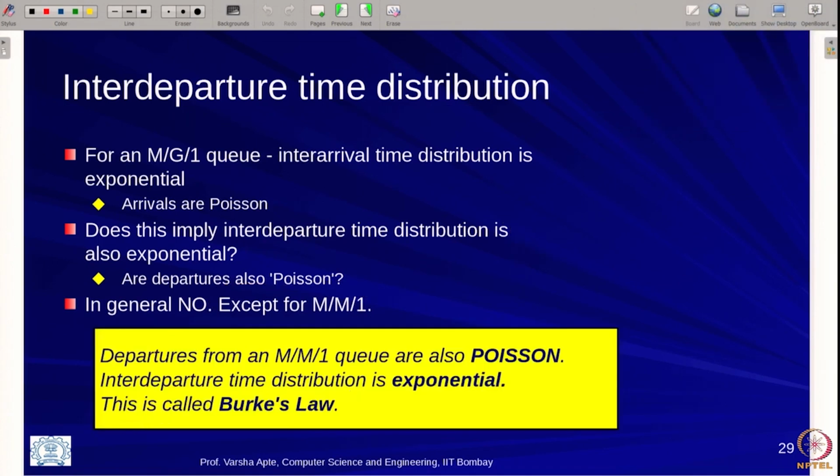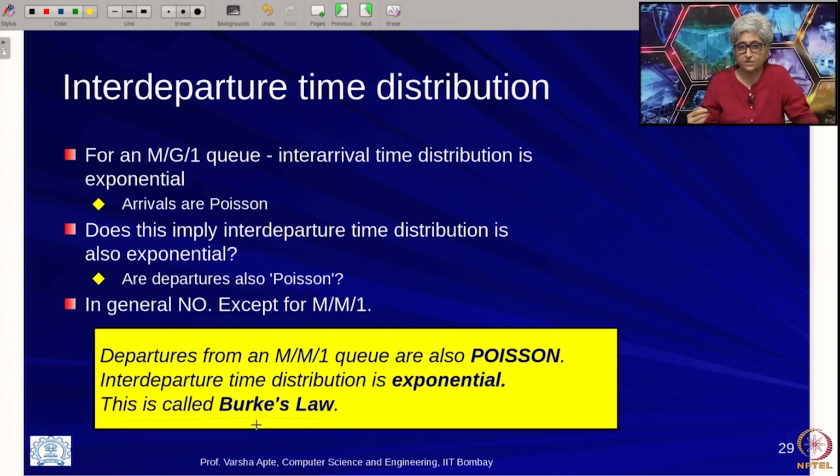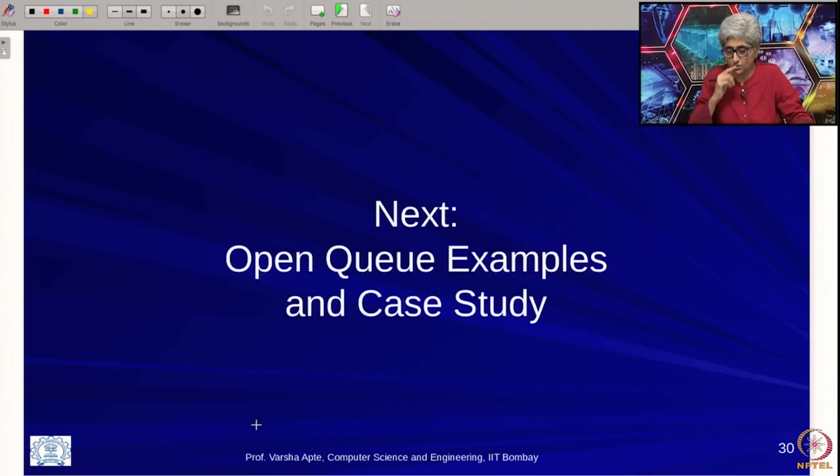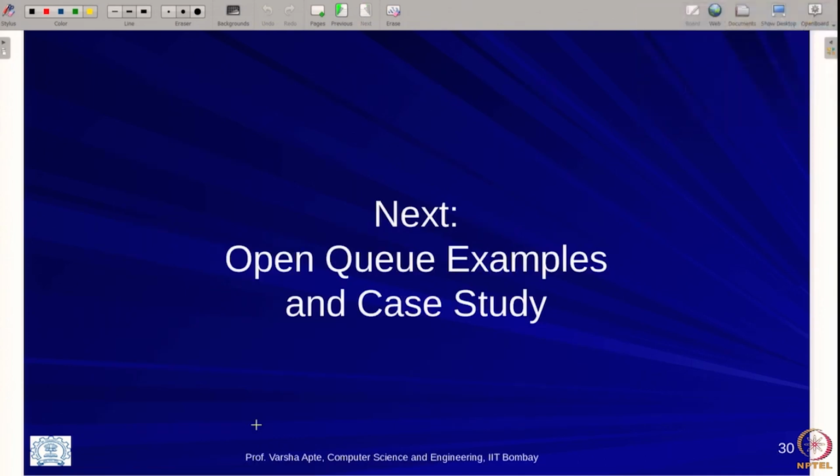This law actually has a name, it is called Burke's law. It says that the output of an MM1 queue is also Poisson. So, this concludes this lecture, and next we will be doing some examples. We have learnt a lot of results in this lecture today. So, we will do some examples and we will also continue our case study of the web server. Thank you.